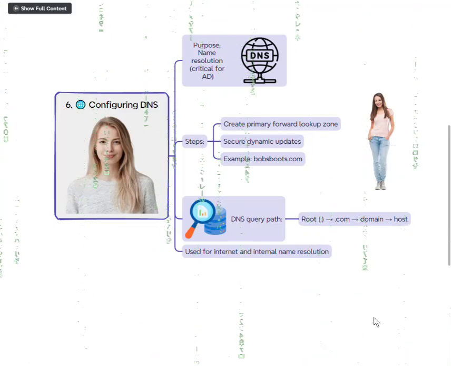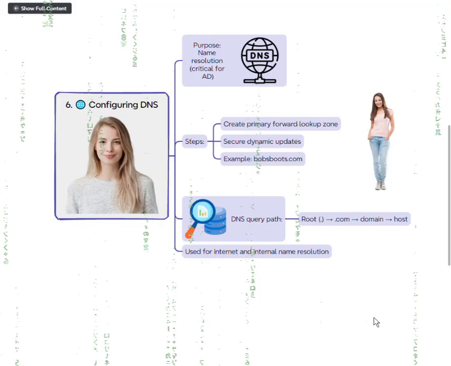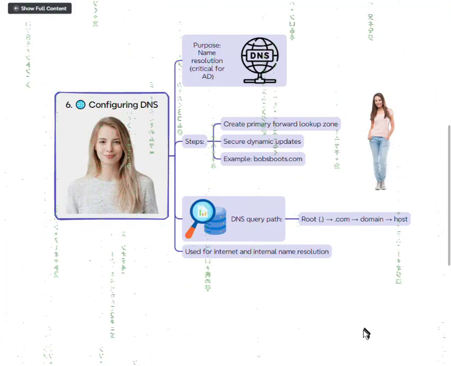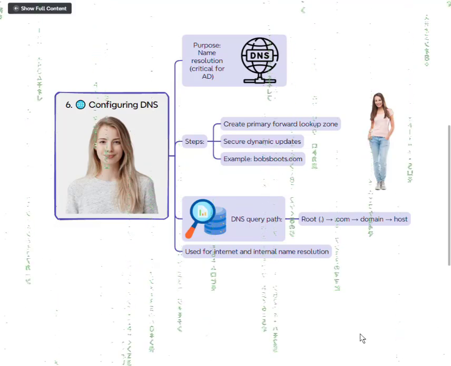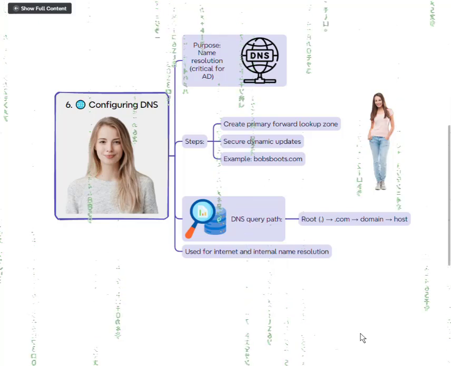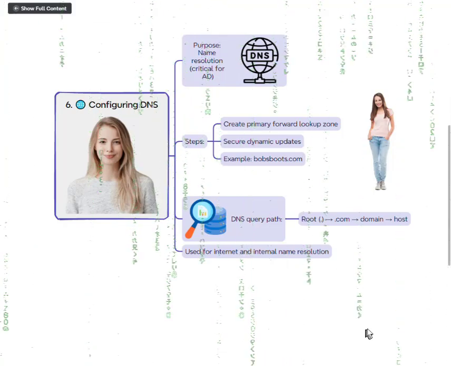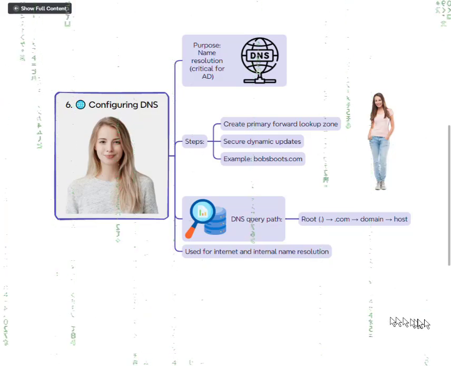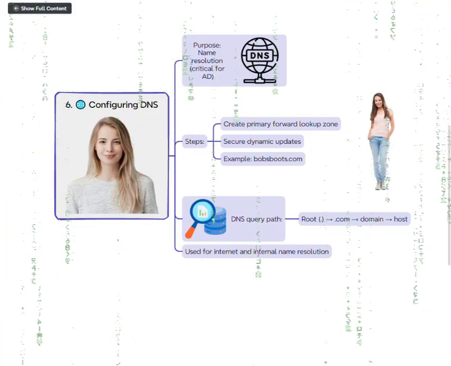You can create your own zones like bobsboots.com and tell the server that it's in charge of resolving those names. You'll also learn about the DNS lookup chain, which starts at the root servers and works its way down to your specific domain. It's a behind-the-scenes process that powers almost everything you do online or across your network.